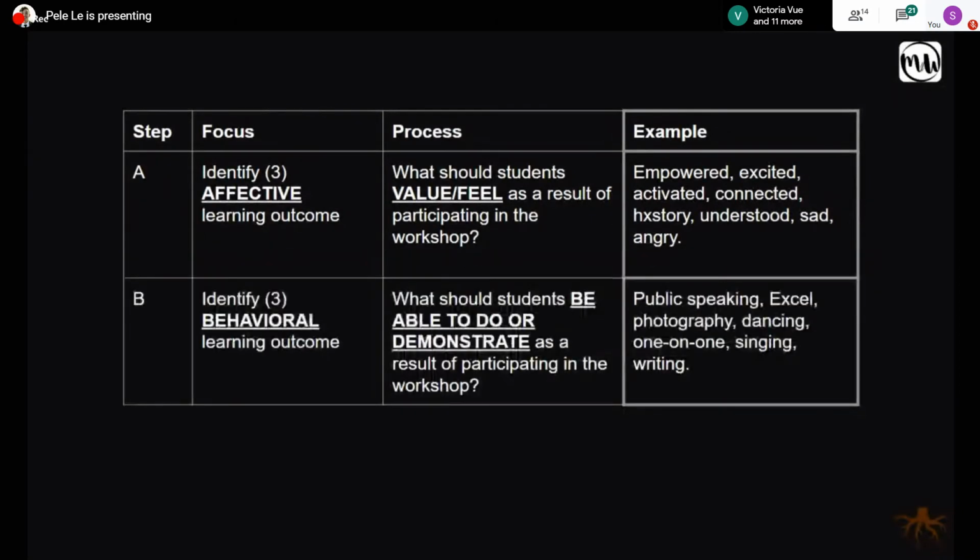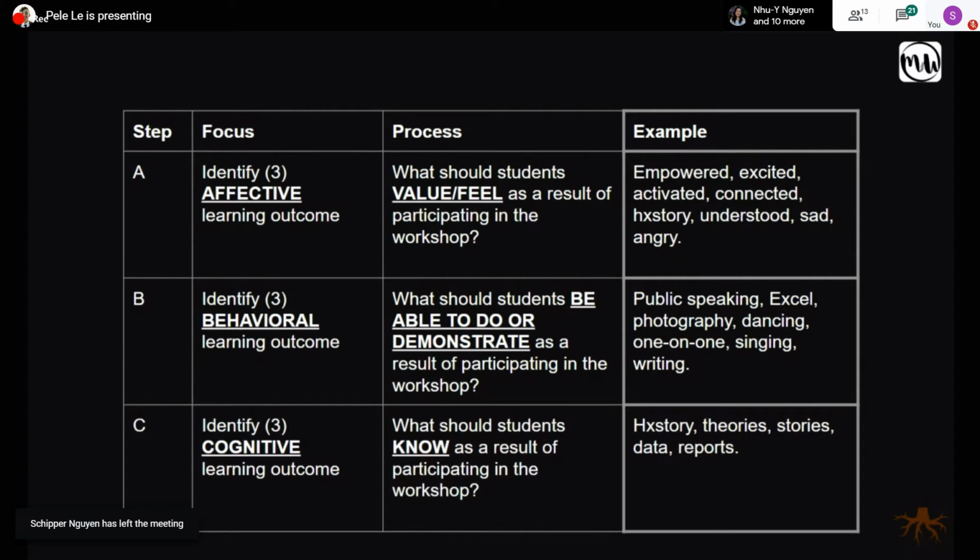B is behavioral. Your workshop can be focused on specific skills or specific things to demonstrate at the end of it. Examples are public speaking, being able to use Excel better, photography, dancing, being able to do a good one-on-one, conflict resolution, singing, etc. This is more common, including the third one, which is cognitive learning outcomes. These two, knowledge and behavior, being able to demonstrate something or know something, are the main things people focus on, and they forget about this feeling aspect.